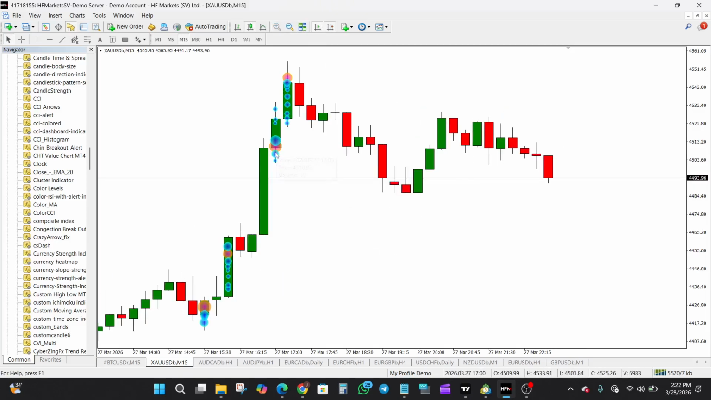Remember that this wick indicates that the bears were involved. They were able to push the price down to this point before the bulls took over. And then you can see here the bulls were in control up until this point before the bears took over, and then of course we had a bearish move.